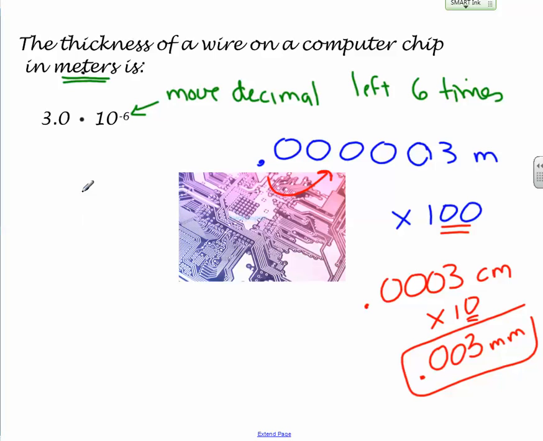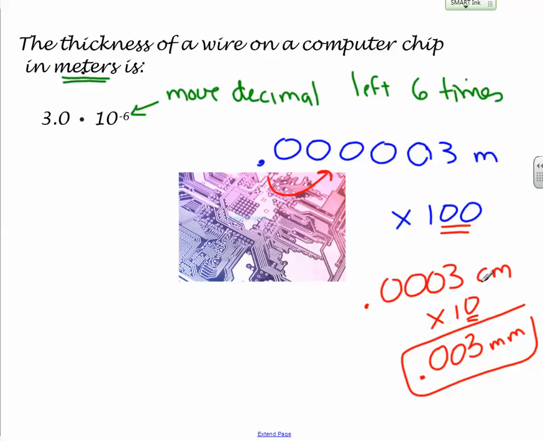And you practice some more. The thickness of a wire on a computer chip in meters is really tiny. So it's 3.0 times 1/1,000,000th, times 10 to the power of negative 6. So we take the decimal and we move it 6 times to the left because it's tiny, and we get 3 millionths of a meter.